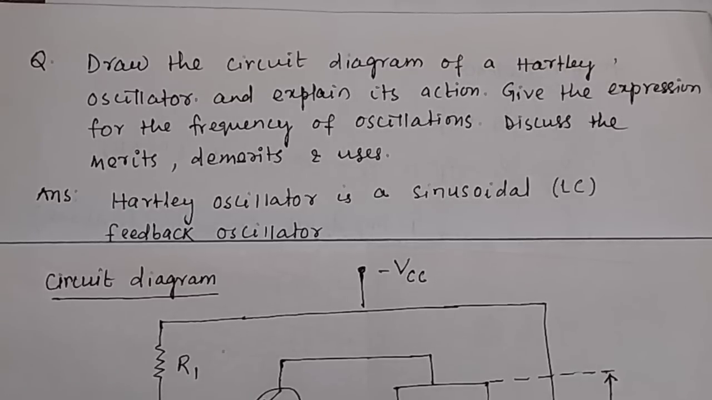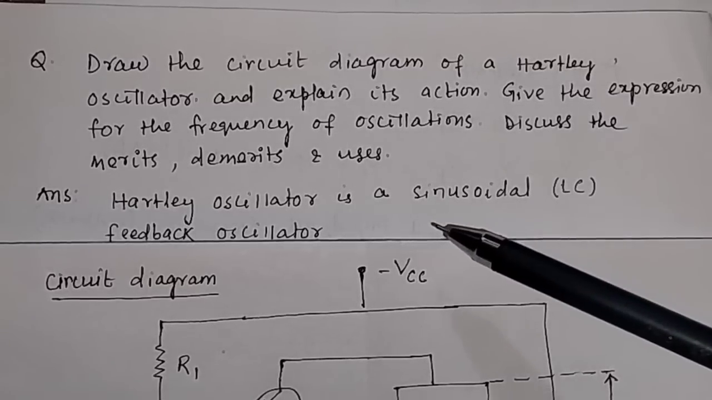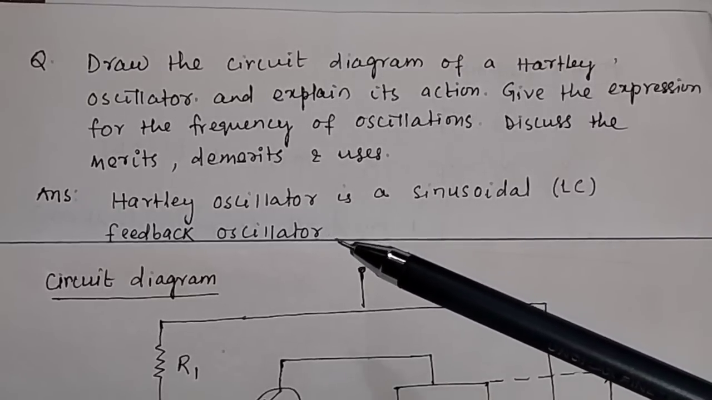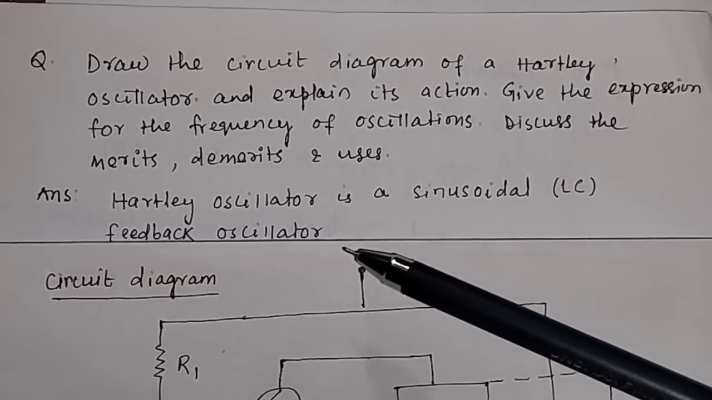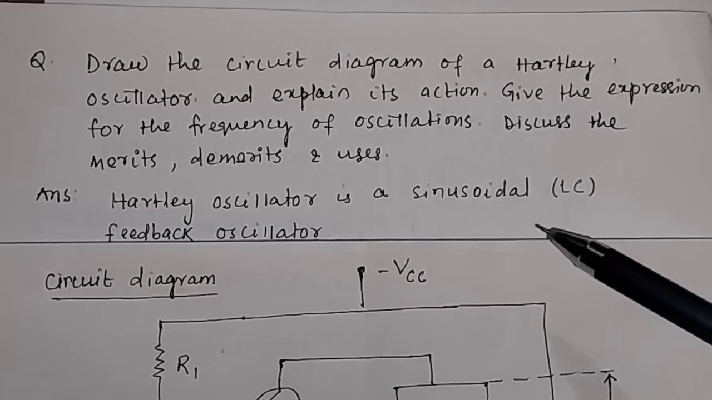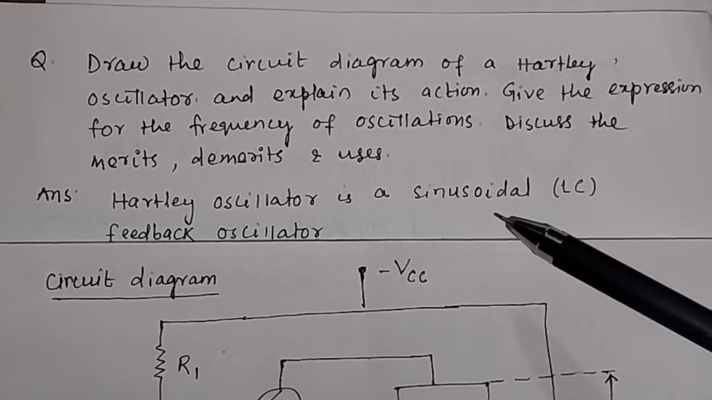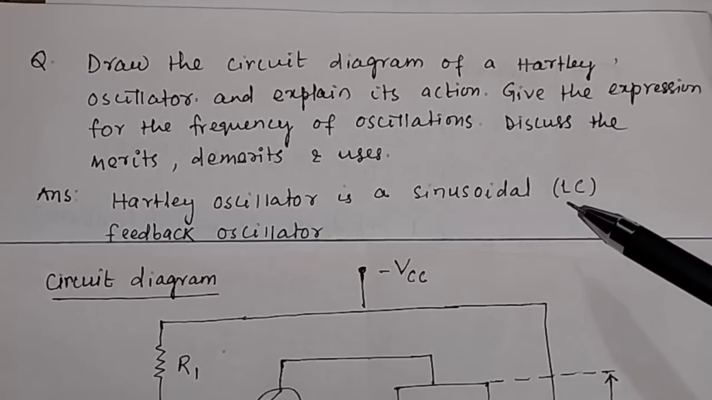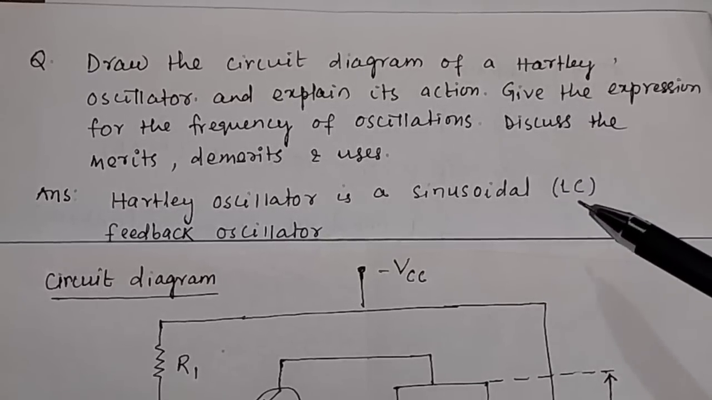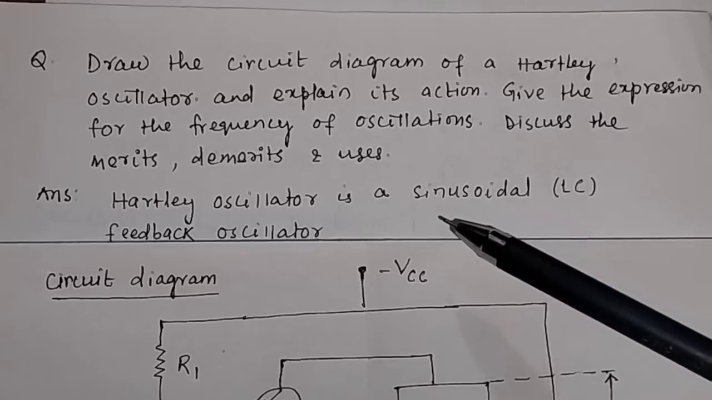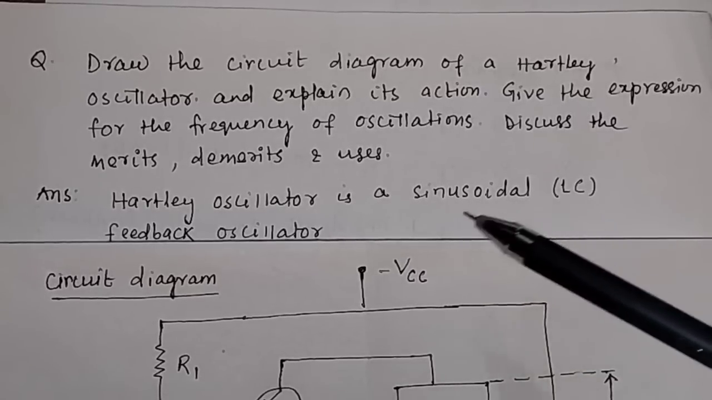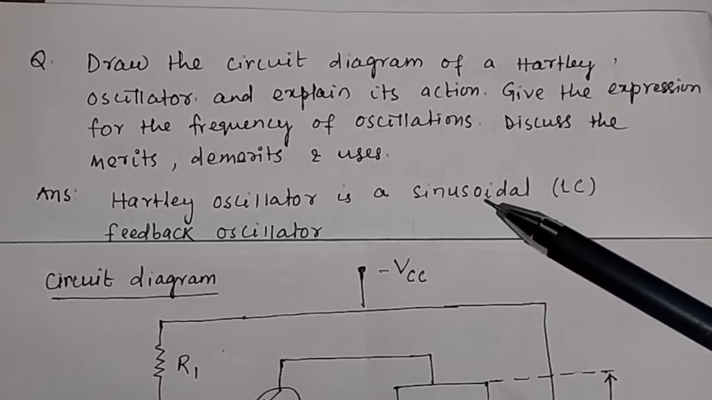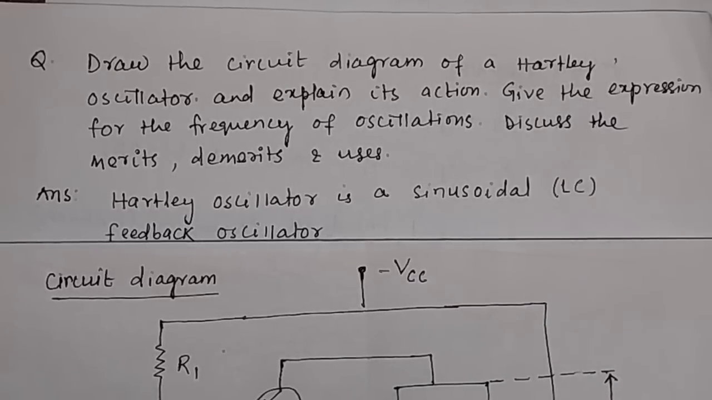So what is Hartley oscillator? Hartley oscillator is a sinusoidal oscillator, and it is a feedback oscillator, sinusoidal and also feedback. And what type of circuit gives you oscillation? That is the LC circuit. That is why Hartley oscillator is also called an LC oscillator, and it produces sinusoidal wave or sine wave, and it is a feedback oscillator. So you should write Hartley oscillator is a sinusoidal feedback LC oscillator.